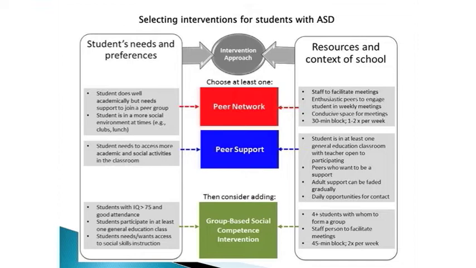For peer networks, we need staff to facilitate meetings. That's one thing that you need. You obviously need enthusiastic peers to engage the student in those meetings. And you need to have a space. You need to have a space and a time weekly where you can get together and meet. We found that to be really important.